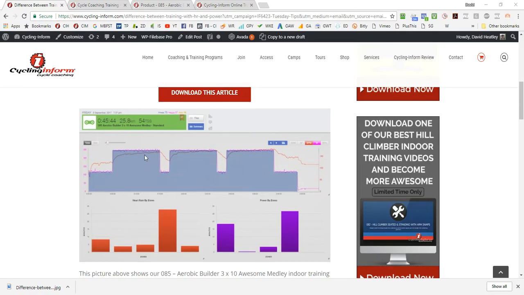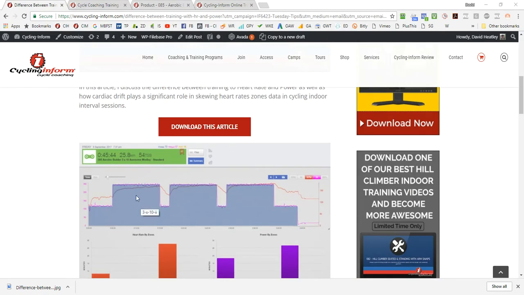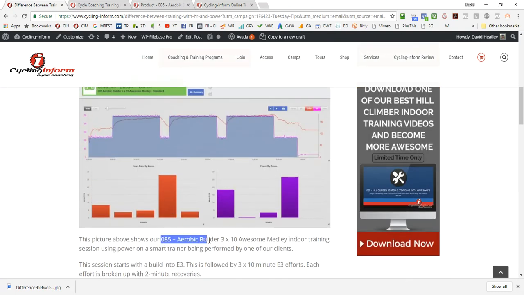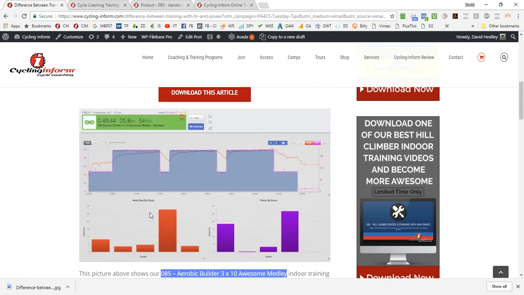Just share my screen here. So in this article, I've got an image of one of my clients doing our 085, the aerobic builder 3x10 awesome medley indoor training session. And as part of that indoor training session, we provide a training file that they can load up to Zwift or TrainerRoad. This particular client's done it on Zwift, and they're using a smart trainer.